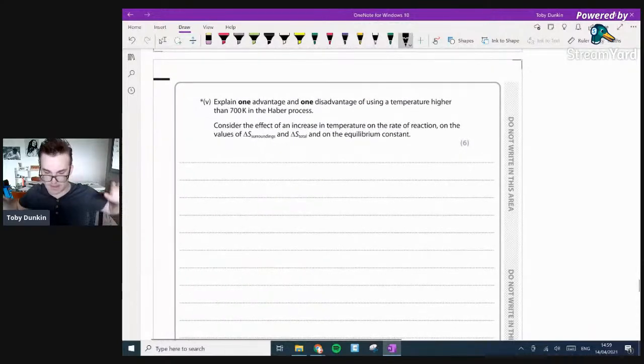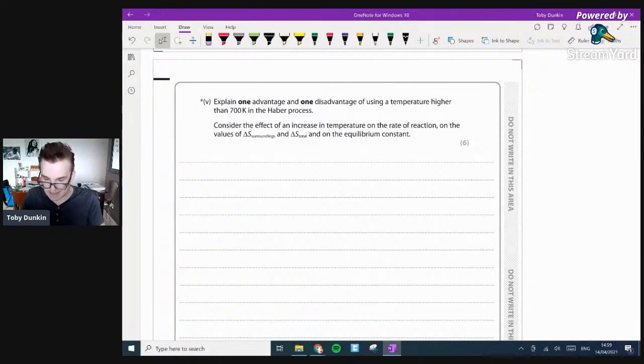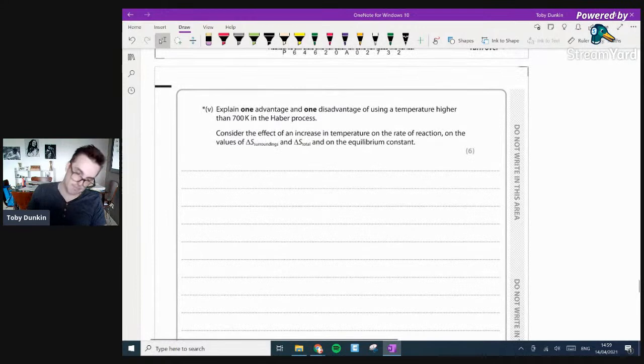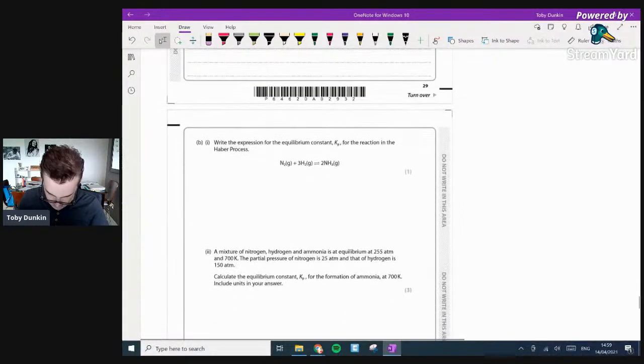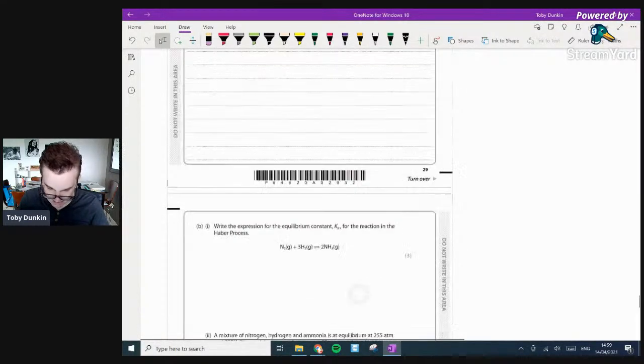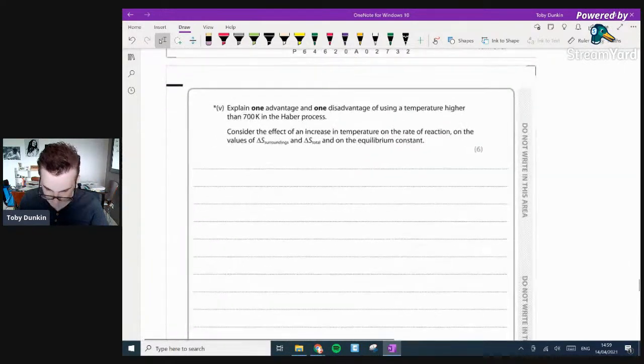Next, explain one advantage and one. They're almost identical on the previous paper. 6 marks. Oh, it's a lot of writing. How are we doing for time and how are we doing for questions? Okay, we're nearing the end of the paper, so I've just got to suck it up.